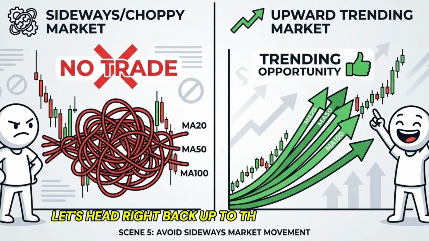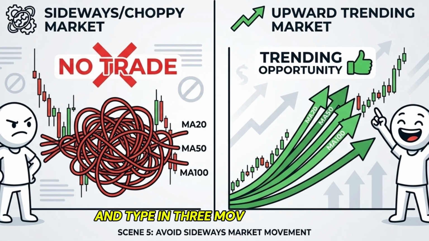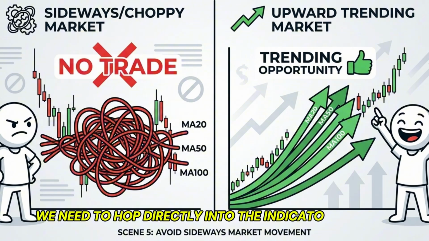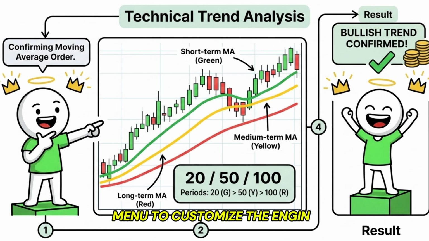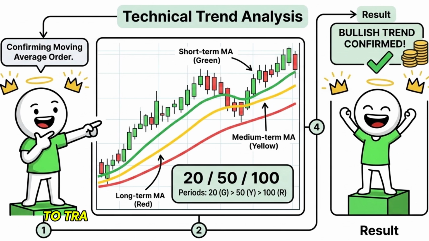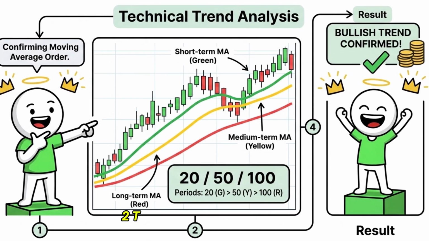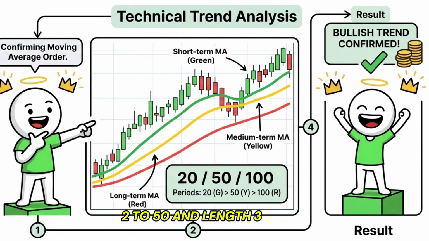With our fractals locked in, we need to establish our macro filter by adding some moving averages. Let's head right back up to that Indicators tab and type in 3 moving averages. You're looking for the specific script created by the developer Advent Trading. The moment that drops onto your chart, we need to hop directly into the Indicators settings menu to customize the engine. We are going to recalibrate the inputs to track 3 distinct depths of market memory: change length 1 to 20, length 2 to 50, and length 3 to 100.